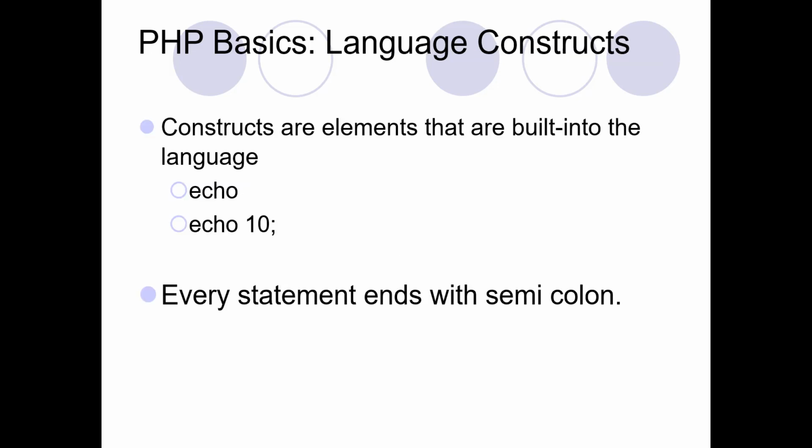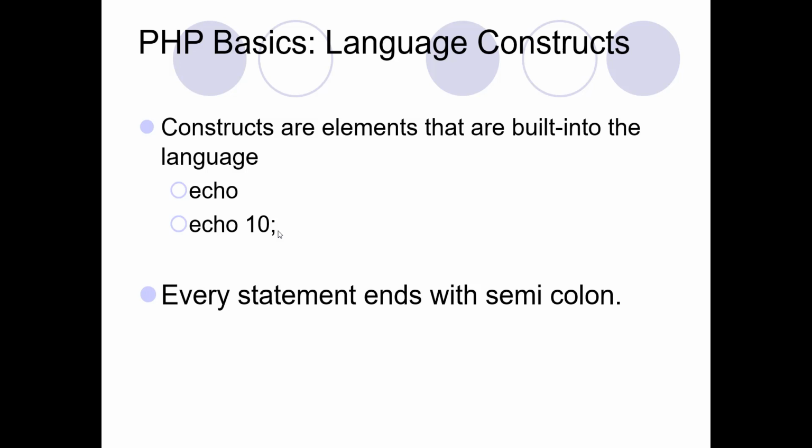Let us see what language constructs are. Language constructs are the elements that are built into the language. One of the language constructs that we will use mostly is echo. Echo is used to print the output to the web browser. Echo 10 will print the number 10 on the browser screen. This line, echo 10, is called a statement, and each statement in PHP ends with a semicolon. If you omit the semicolon, PHP will throw an error.